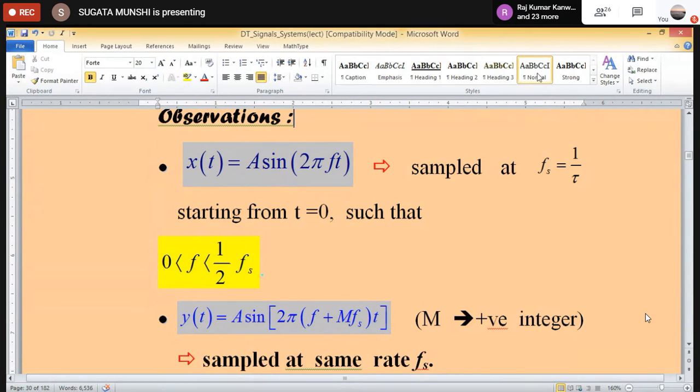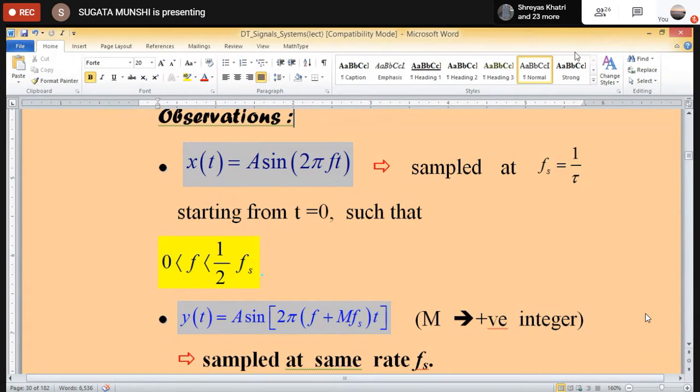Now, last day we concluded that if you sample an analog sinusoid at a frequency that is greater than twice the frequency of the analog sinusoid, then only you will be able to get back the original analog sinusoid by mathematical interpolation unambiguously, uniquely. So let's just recapitulate what we have observed, but in a different way.